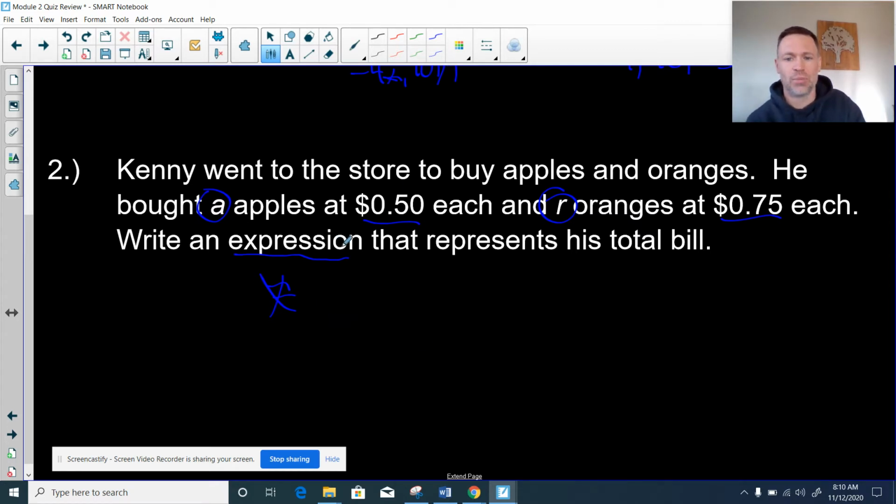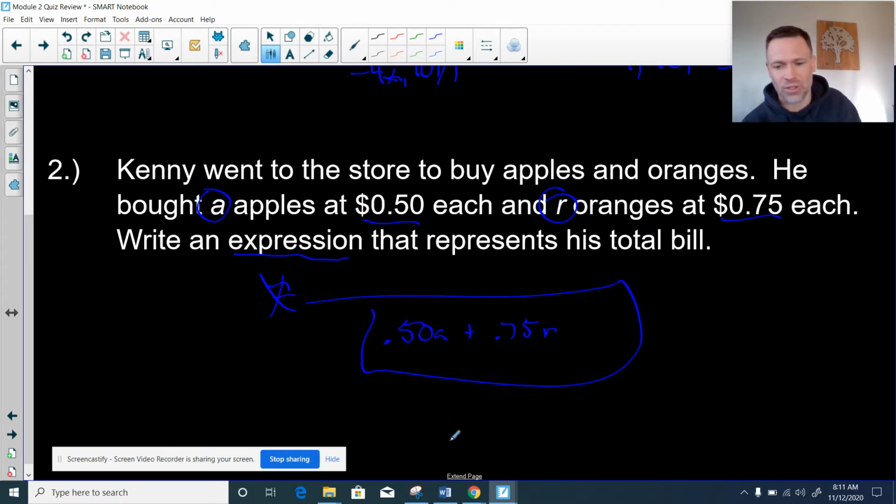So if I go ahead and write this expression, A is apples, right? So I'll say it's 50 cents, 0.5, or you could put 0.50. A, right? 50 cents times the amount of apples plus 75 cents, so 0.75R for oranges. Okay, and that would be my expression. A is apples, R is oranges. This would be my final answer.